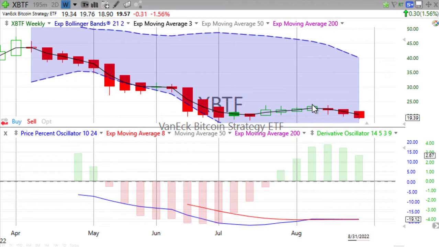So let's look at what XBTF is doing. Same kind of thing. You can see where we're laminated blue over red when it comes to the STC derivative oscillator. Still positive, but again, getting down toward that prior low back at the beginning of July.